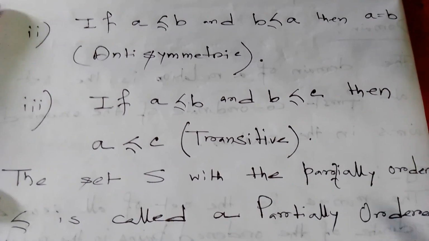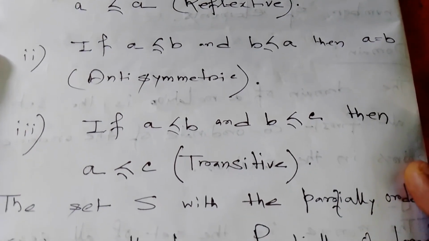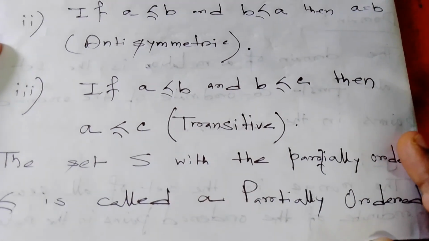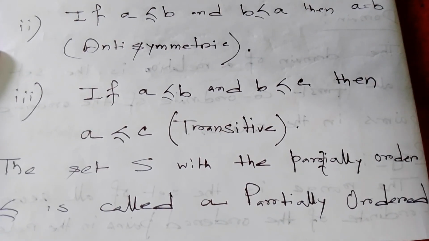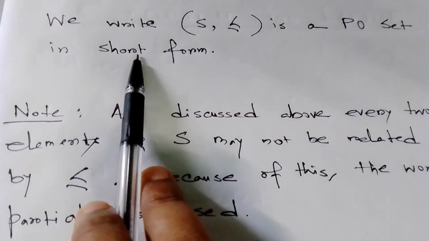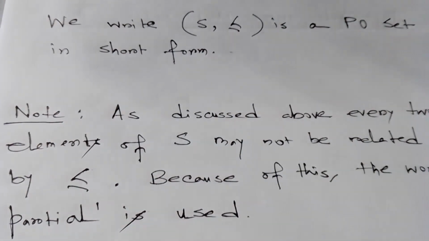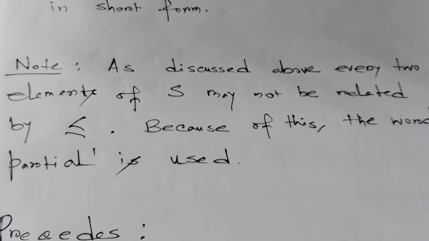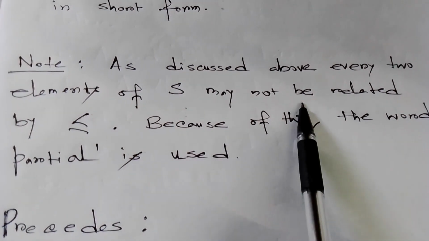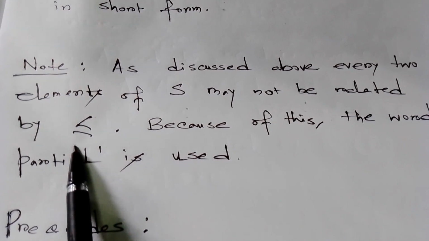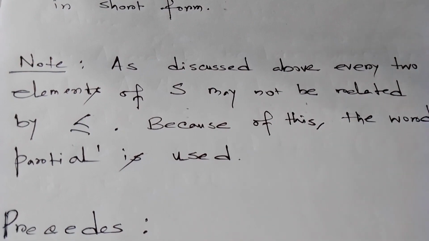So a set satisfying these three conditions, reflexive, antisymmetric and transitive, is called a partially ordered set or simply a POSET. In short form, we write (S, ≤) is a POSET. And note, as discussed above, every two elements of S may not be related by ≤. Because of this, the word partial is used.